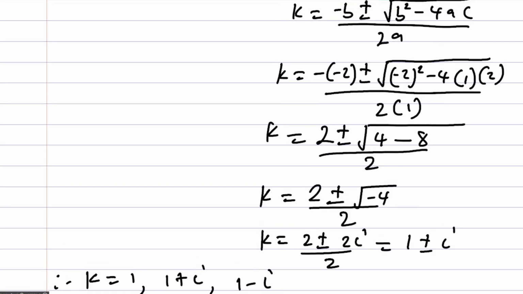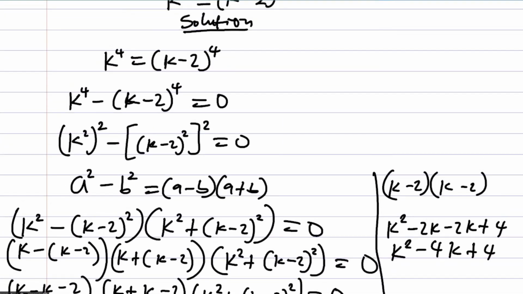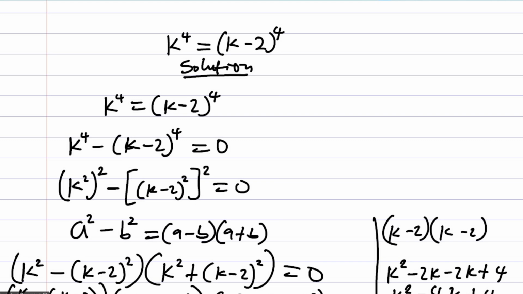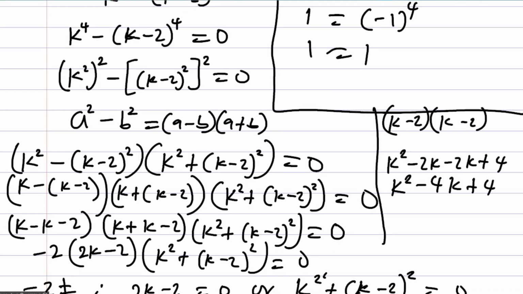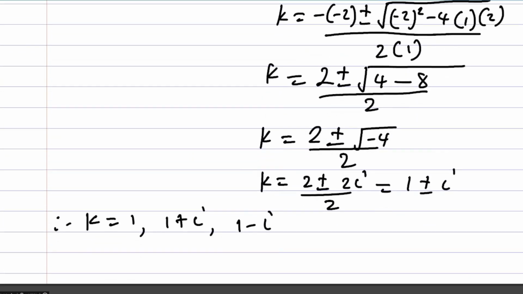Okay, so you can verify if it is correct. They gave us that k is 1. So let's check if 1 is correct here. So when k is 1, I'm going to have 1 raised to power 4 equal to 1 minus 2 raised to power 4. So 1 raised to power 4 is 1, is equal to minus 1 raised to power 4. So 1 is equal to 1. So therefore, k is equal to 1 is a solution to that. Okay, you can check for the complex side.